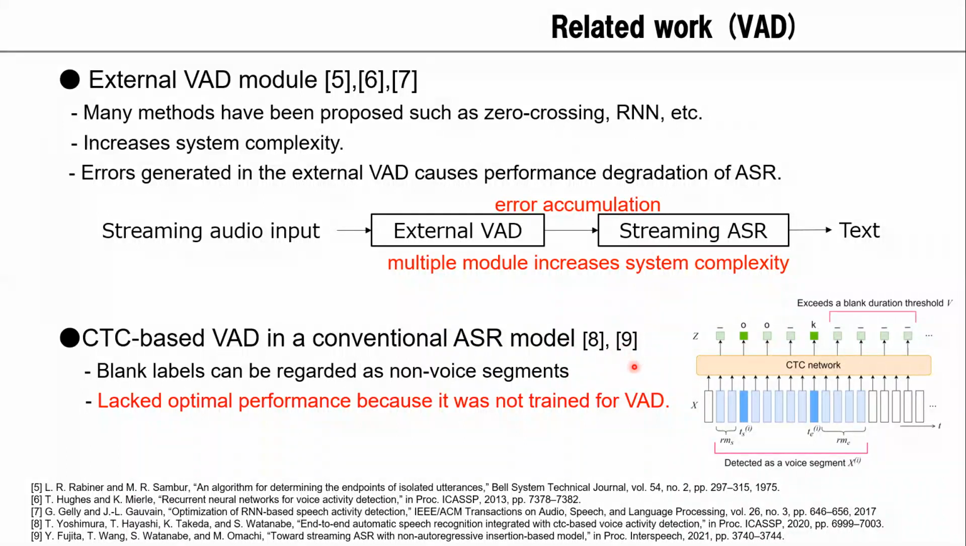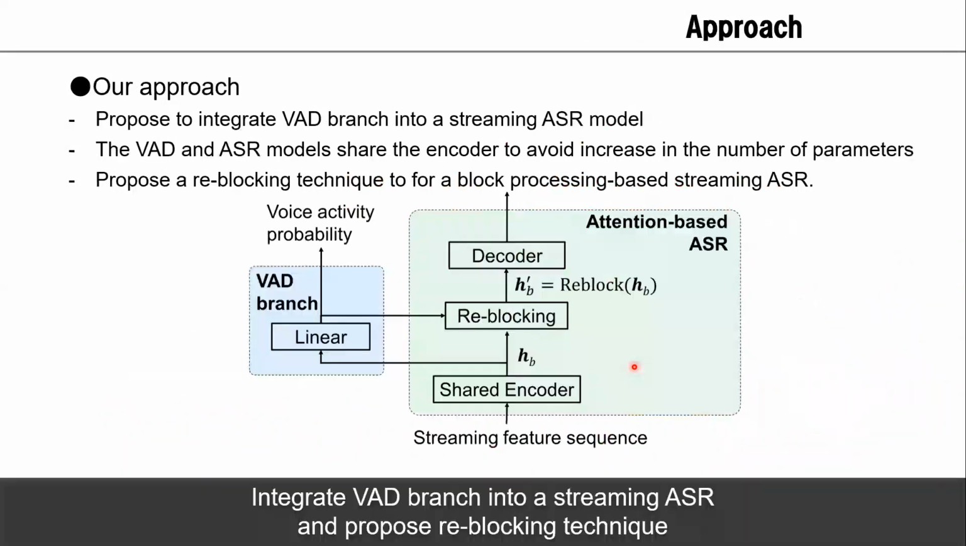Several attempts have been made to integrate voice activity detection into ASR. For example, an integrated VAD method using a CTC-based end-to-end ASR model was proposed. In this method, blank labels can be regarded as non-voice segments. However, it lacked optimal performance because it was not trained for VAD.